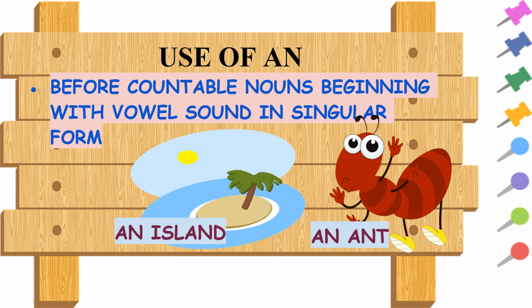Our grammatical rules tell us that an is used before countable nouns which begin with a vowel sound in their singular form. The first thing is that the countable noun should be in singular form. Secondly, the word should have a vowel sound in the beginning. If a word has a vowel sound, we will put an with it. For example, an island, an ant.